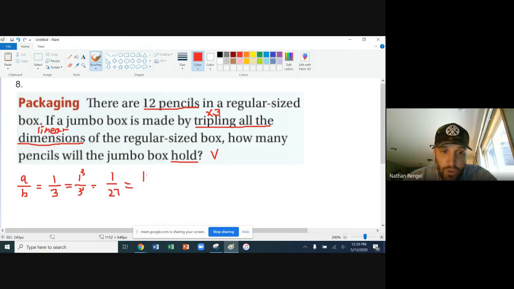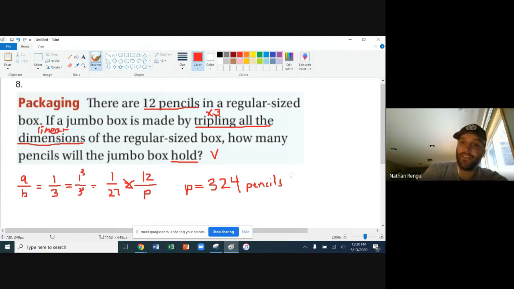So my small box could hold 12. My big box can hold how many pencils? And then we'll cross multiply and divide, which is going to give us our number of pencils is going to be 324. And it's easy just to look at this and say, oh, 12 pencils, if I triple it, that's just going to be 36. But we're tripling not just the amount of volume in there, we're tripling each dimension, which actually causes the volume to go up by 27.